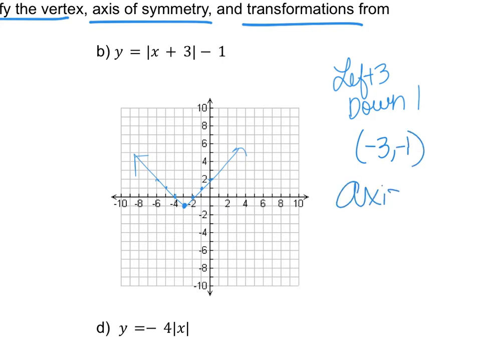And then the last piece is your axis of symmetry, which, remember, is just x equals whatever this number is right here. So in this case, -3, which makes sense because that's a vertical line at -3, and that is the axis of symmetry.